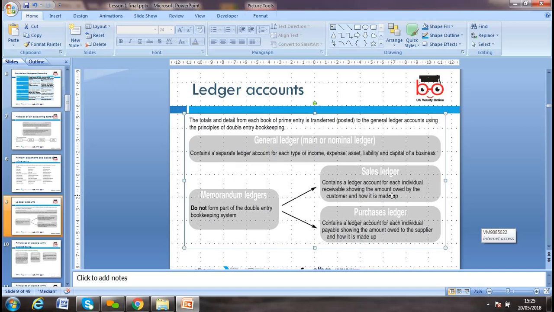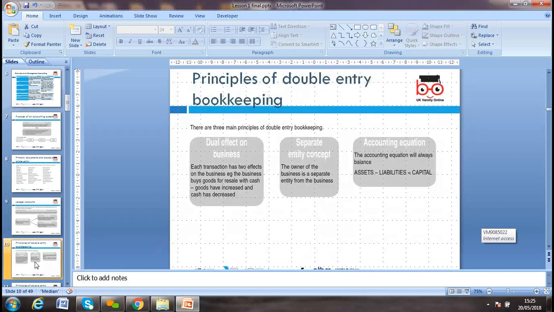Okay, the purchase ledger contains the ledger account for each individual payable, showing the amount owed to the supplier. When we have credit purchases, we are buying our goods but we are not paying money. We call this the purchase ledger. It means our creditors, our suppliers. Okay. We already discussed this a little bit in level 4.